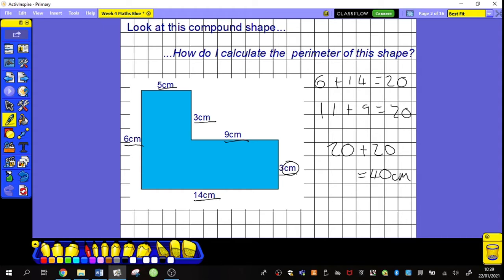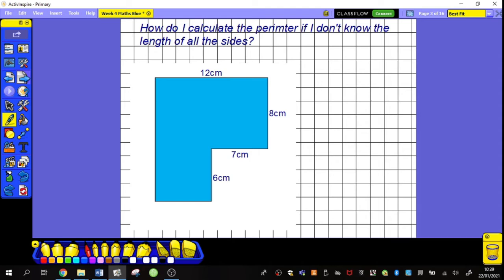So calculating the perimeter of any shape, nice and easy, adding up all of the sides, just the distance around the outside. Now let's have a look at this problem here. So how do I calculate the perimeter if I don't know all of the sides? So now let's look at how I can start finding some of these missing sides.